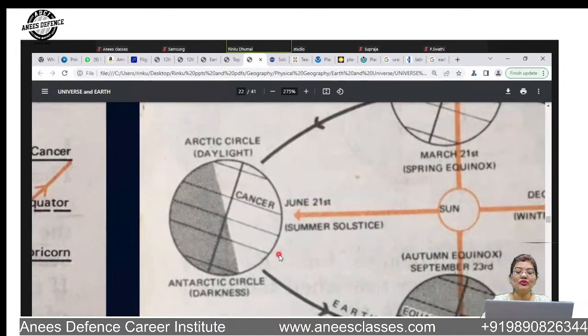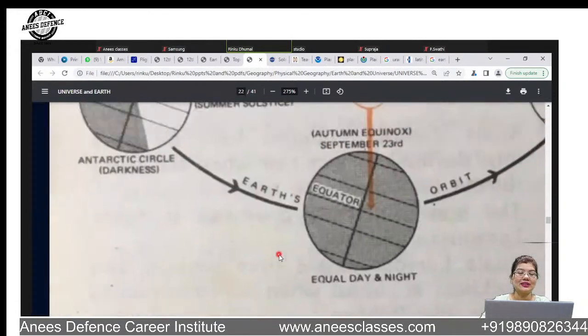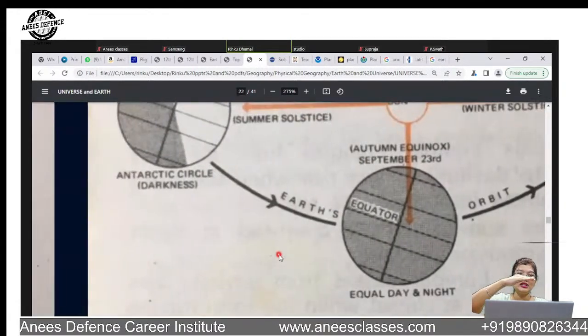Moving on, like we discussed, the sun has gone from the equator to the Tropic of Cancer. Now it will begin its downward motion, southward motion. So the sun's rays will start going overhead from the Tropic of Cancer towards the equator.